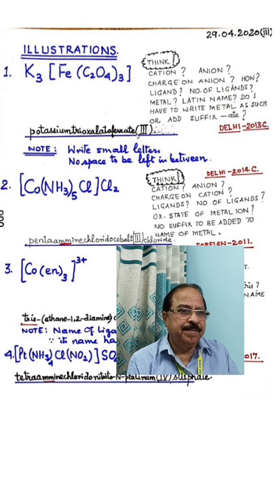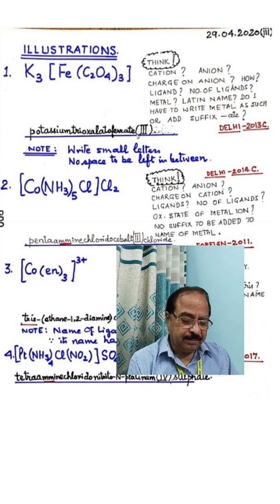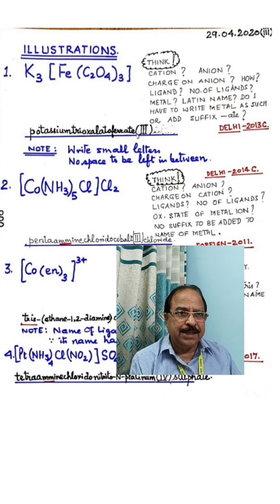Okay students, now we will discuss certain examples for naming of coordination compounds. Look at the first example. It is K3, then the coordination entity. On the right-hand side, I have asked you to think: what is the cation? The answer is potassium. K3 is the cation, which means there are 3 potassium ions acting as cations.